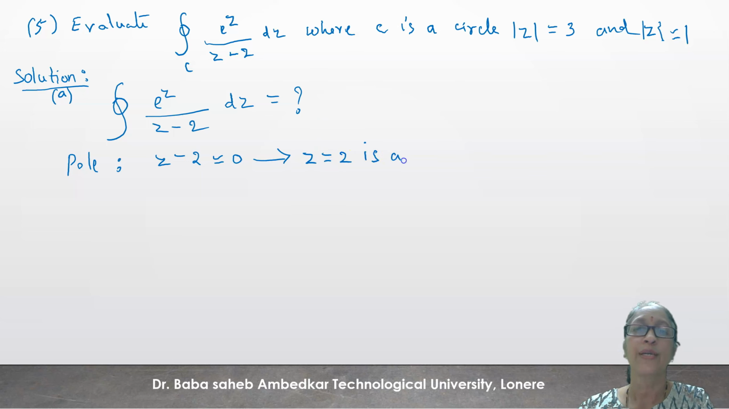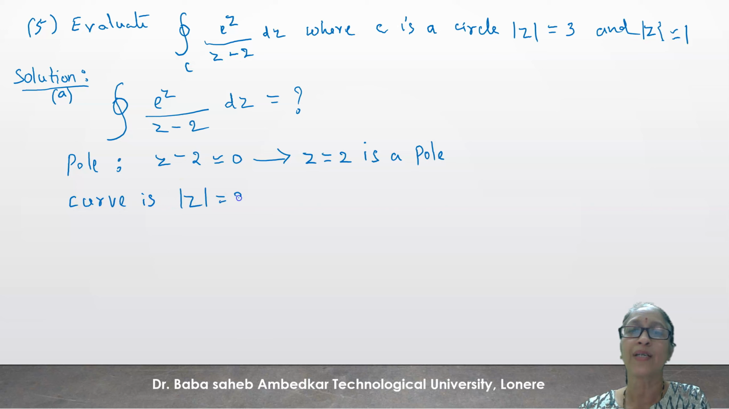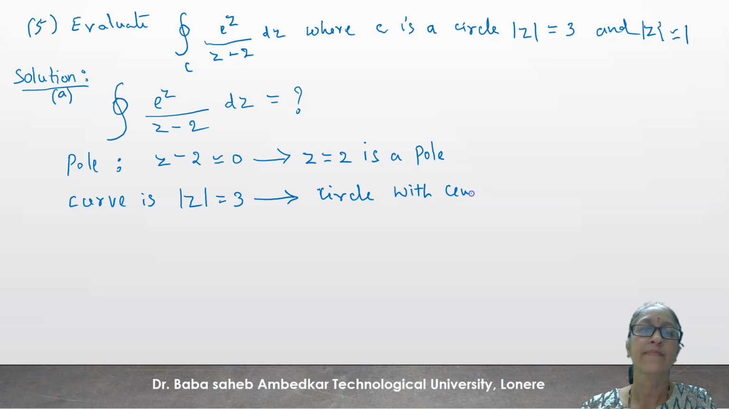Z equal to 2 is a pole. After finding the pole, what to do? We have to draw this circle. What is that circle? Here the curve is mod z equal to 3. What does it mean? If you find only z, this is a circle with center 0, 0 and radius 3. The right side number indicates the radius.